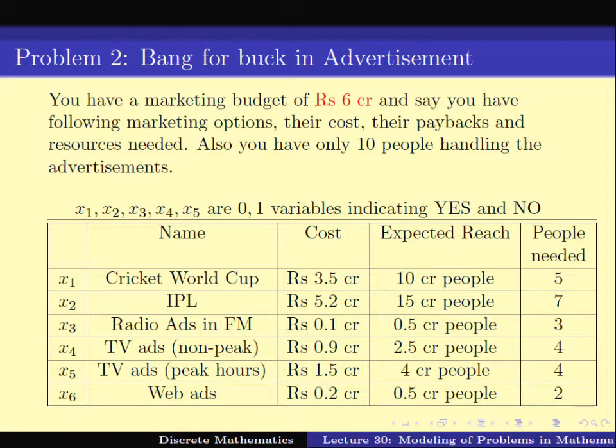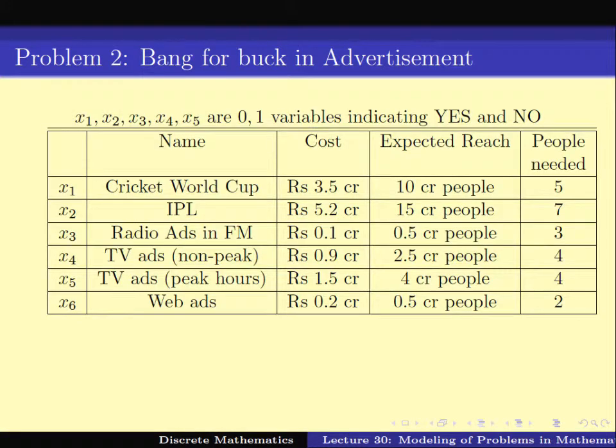Now, if this is the case, what is the expected reach of people? If x1 is 1, then the number of people I reach is 10 crore times x1. If x1 is 0, I get 0. If x1 is 1, then I get 10 crore people. So we want to maximize the expected reach, which is of course this number.